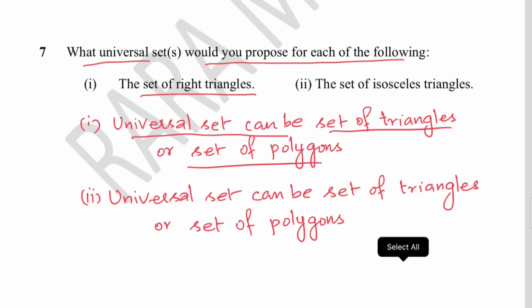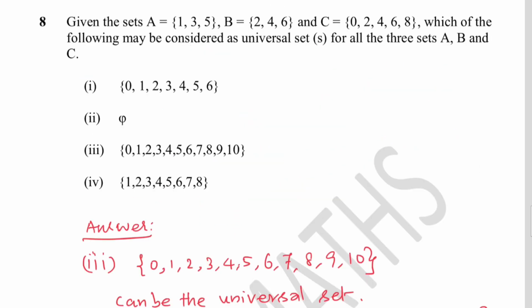And the second part, the set of isosceles triangles. Once again the same thing, an isosceles triangle is a part of the set of triangles. Therefore the universal set can be the set of triangles or the set of polygons.